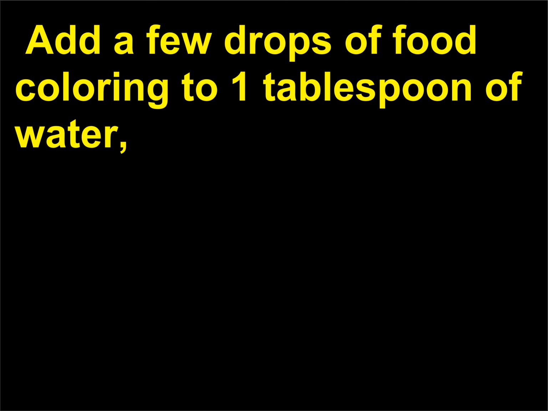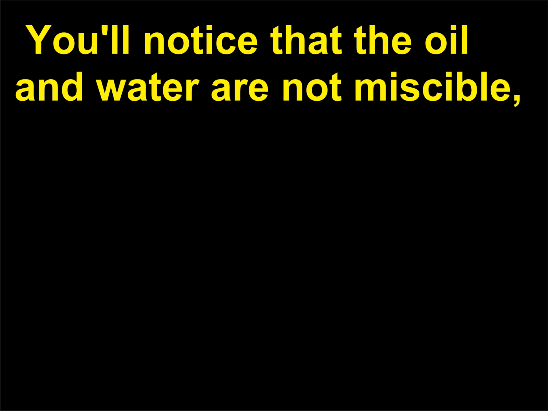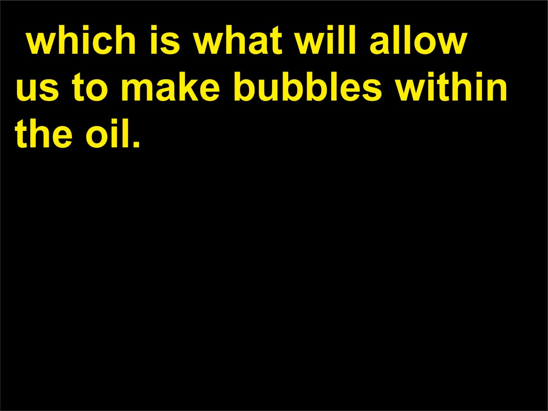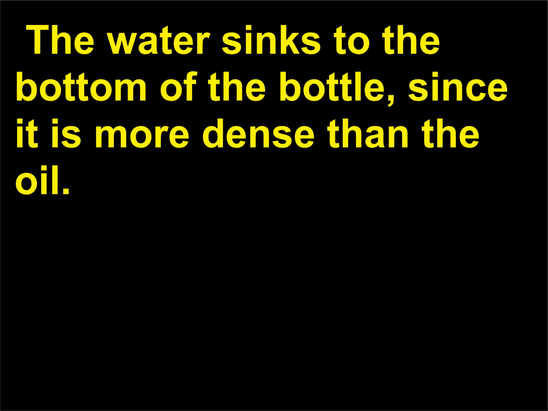Add a few drops of food coloring to 1 tablespoon of water, and then add this to the plastic bottle's contents. You'll notice that the oil and water are not miscible, which is what will allow us to make bubbles within the oil. The water sinks to the bottom of the bottle, since it is more dense than the oil.